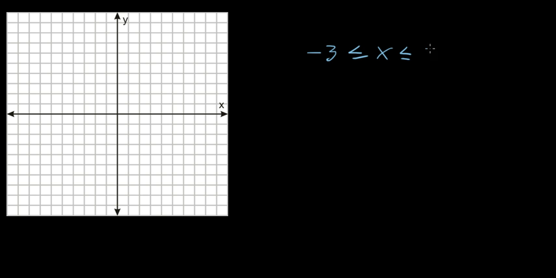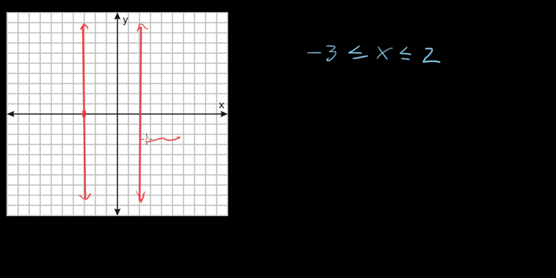X is between negative 3 and positive 2. What do I do with that? Well, that's pretty simple. Negative 3 is right here, and x equals negative 3 is going to be a vertical line at that point, and it's going to be solid because I've got greater than or equal to, and then I've got a vertical line at 2, x equals 2. Okay, there's my vertical line at x equals 2.